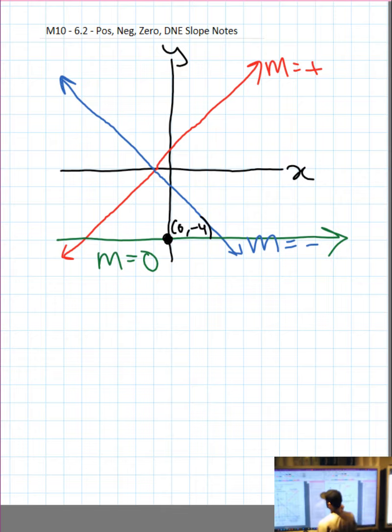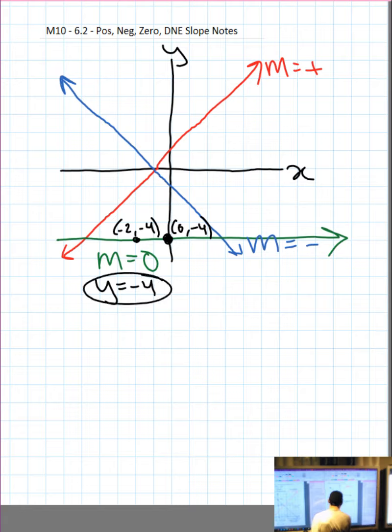Let's pick another point. I'm going to pick this point right here at (-2, -4). Now, the x values are -2 and 0 on that line, but the y values are equal to -4. What do I think the equation of this line is? y equals -4, obviously. So horizontal lines, parallel with the x-axis, have a y equals for their equation.